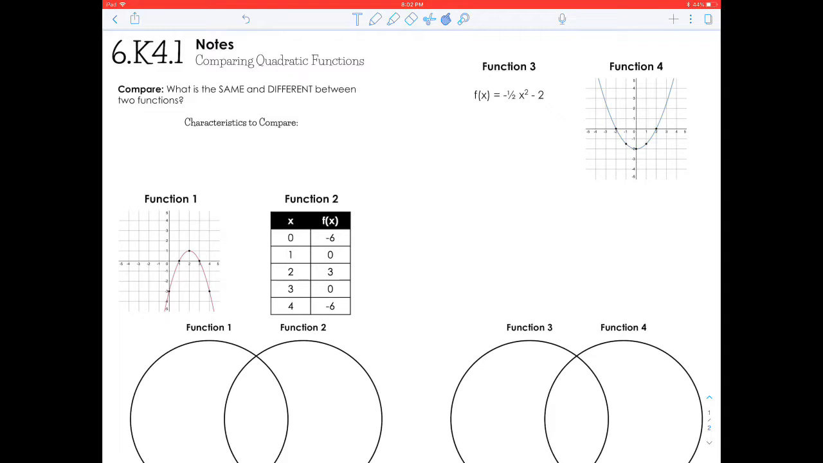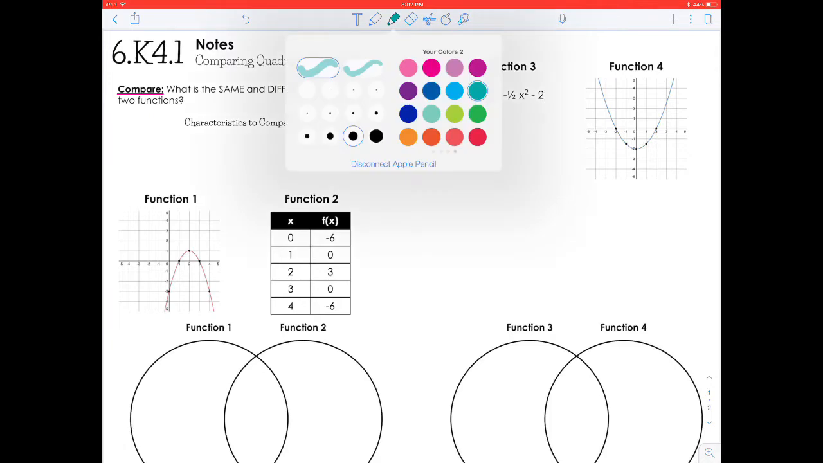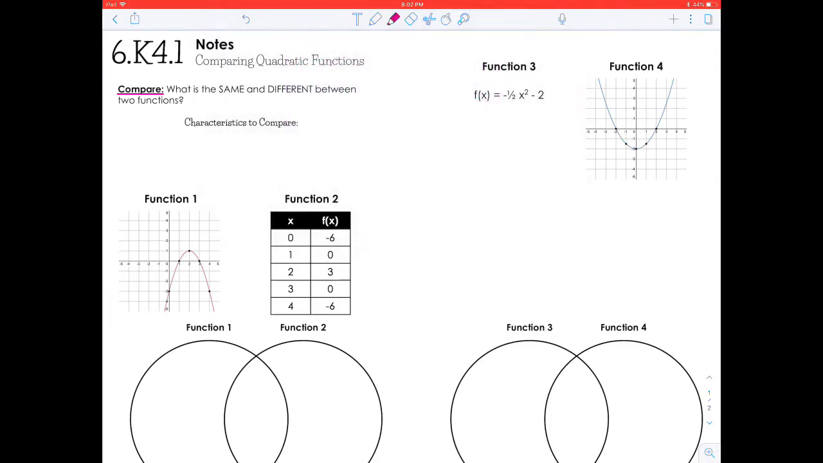Today we're going to talk about 6.K4.1, comparing quadratic functions, looking at them in different representations. So we've got from a graph, from a table, and from an equation. Okay, so when you are comparing means to decide what is the same and different about something, and to describe those similarities and differences. So those are the two main things that we're looking for.